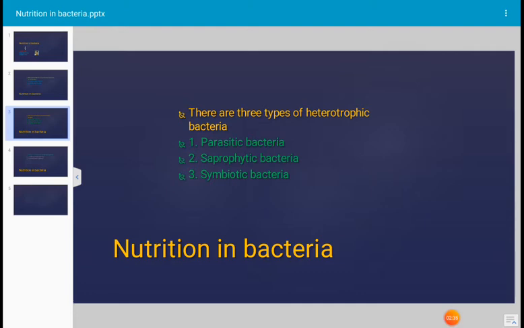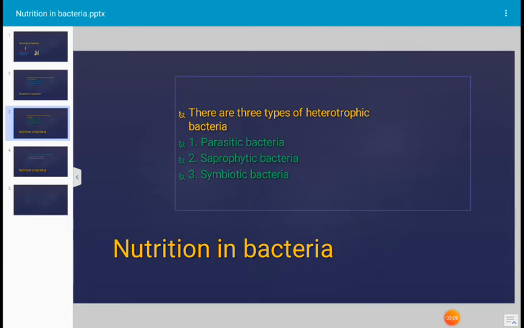And parasitic bacteria are well known because of the many diseases they cause. They cause different types of diseases of plants as well as diseases of human beings and animals. Typhoid, tetanus and tuberculosis are diseases of human beings which are caused by bacteria. And citrus canker, which is caused by Xanthomonas citri, one of the bacteria, is a plant disease which is caused by bacteria. That is a parasitic bacteria.